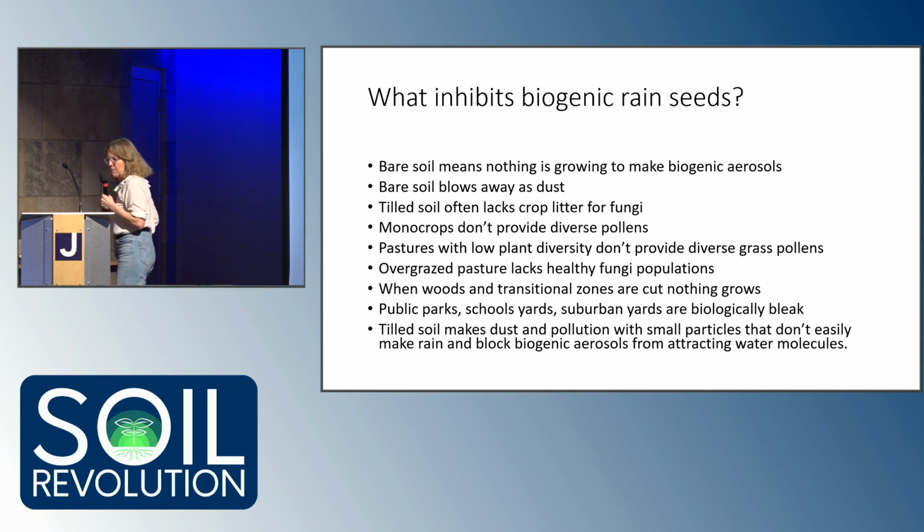So bare soil inhibits biogenic rain seeds because you don't have enough diversity of stuff growing. It blows away as dust. That's really bad for a nice rain. Tillage doesn't leave crop litter for fungi, right? So that's bad. Monocrops are not providing diverse pollens. Pastures with low plant diversity don't provide diverse grass and forb pollens. Overgrazed pastures, we all know what those look like with those bare spots, right? They also are not providing habitat for fungi. When woods and transitional zones are cut, right, nothing is growing, so there are no biogenic aerosols. There are no shady areas. You're also increasing the wind, right, because it can be a wind barrier.